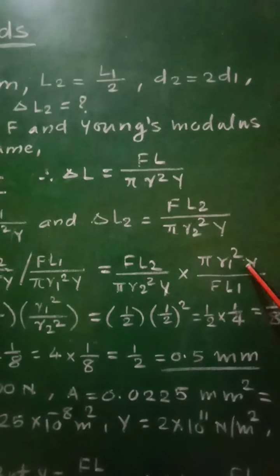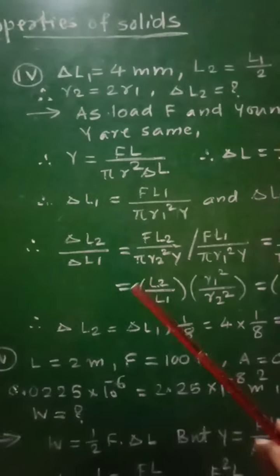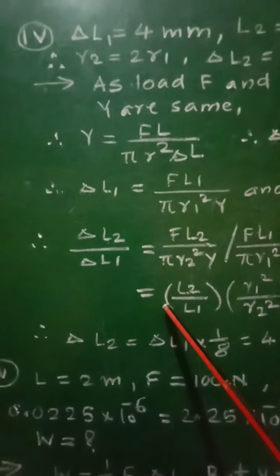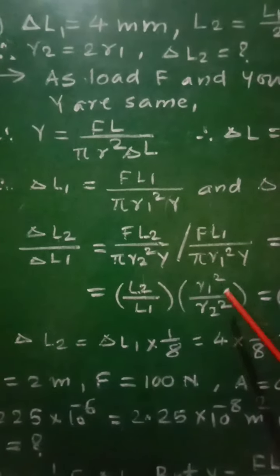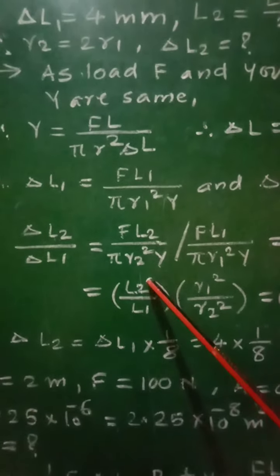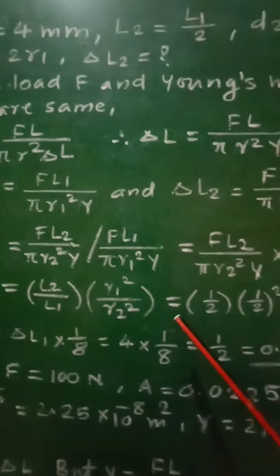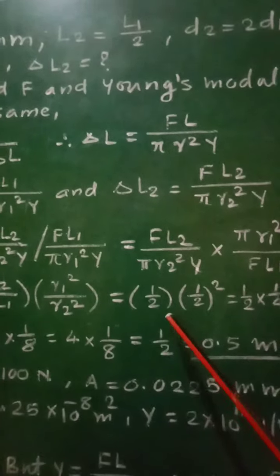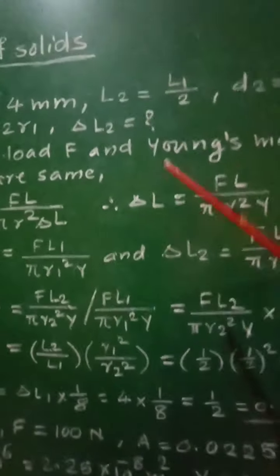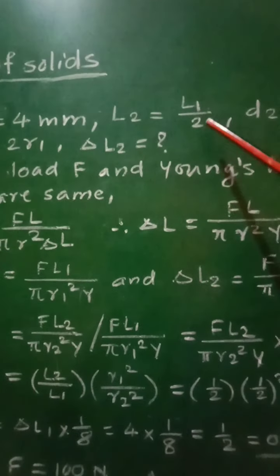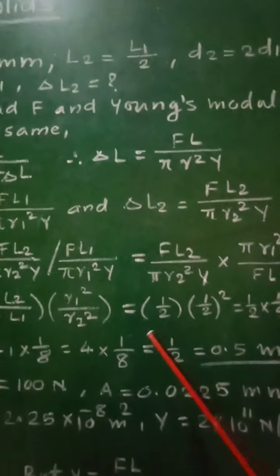Then pi and Y will get cancelled, and therefore we get delta L2 upon delta L1 as L2 by L1 into R1 square by R2 square. L2 by L1 is equal to half, since L2 is equal to L1 by 2, and therefore L2 by L1 will be equal to half.